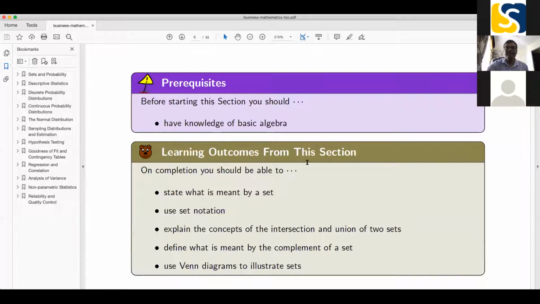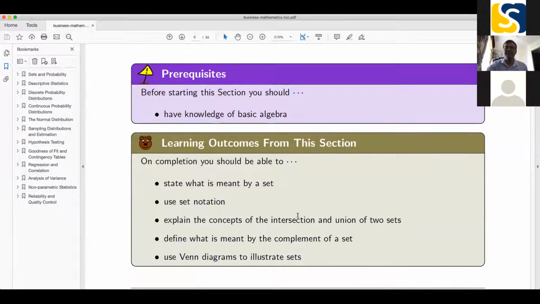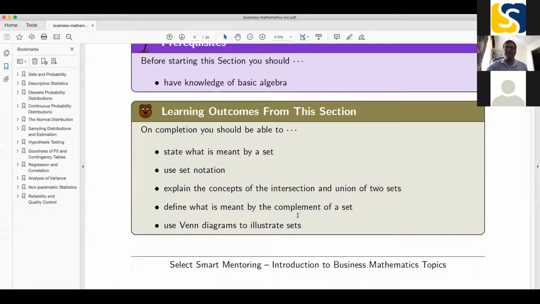Then under the learning outcome, you are going to learn to state what is meant by a set and set notation, and explain the concepts of intersection and union. That is what we call the addition and subtraction of sets, and the Venn diagram and all those things. When I provide the material, you guys will come to learn about that. And also the complement of a set. As I said, there is going to be Venn diagram illustration and everything.